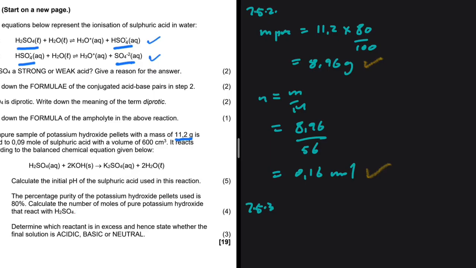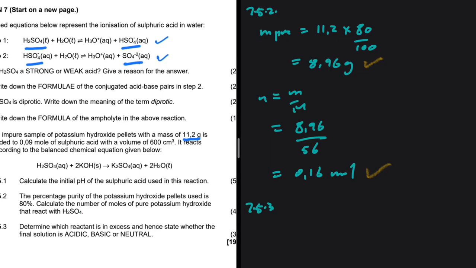Right. What a beautiful question. Let's take a look. The number of moles of H2SO4 that we have is 0.09. The number of moles of potassium hydroxide that we have is 0.16. These are the number of moles that we have.